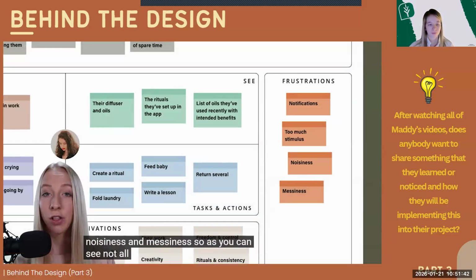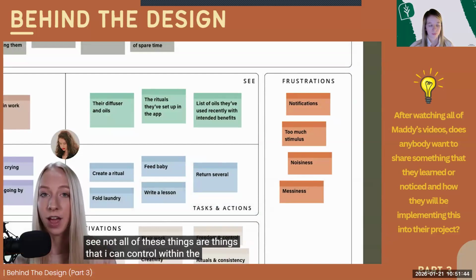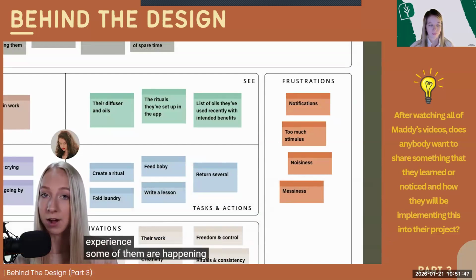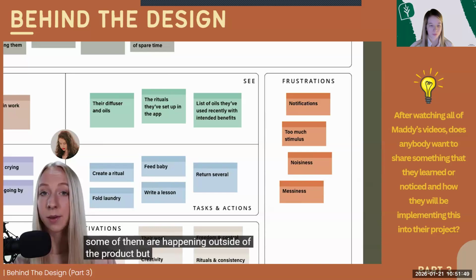So as you can see, not all of these things are things that I can control within the app experience. Some of them are happening outside of the product, but some of them I can control, and it's really important to keep all of them in mind whenever I'm designing.